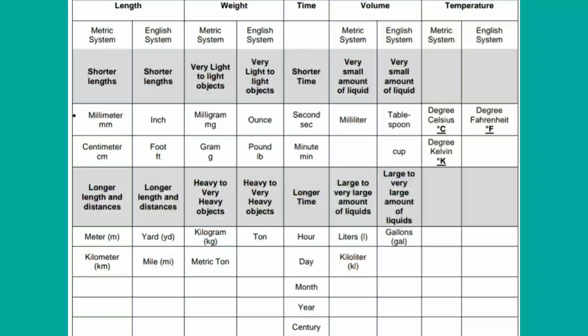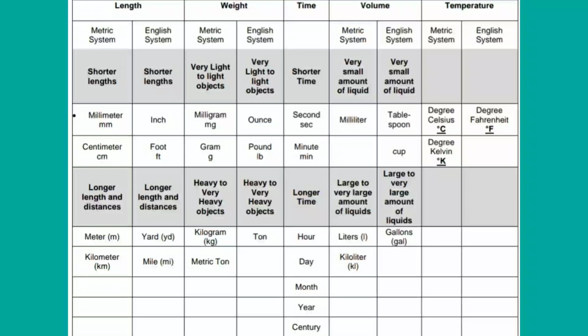Okay, so for the volume, so under metric, for the very small amount of liquid, we have only milliliter. And for the English system, we have tablespoon and cup. And for large, very large amount, under volume on the metric system, we have liters and kiloliters. For English system, we have gallons.